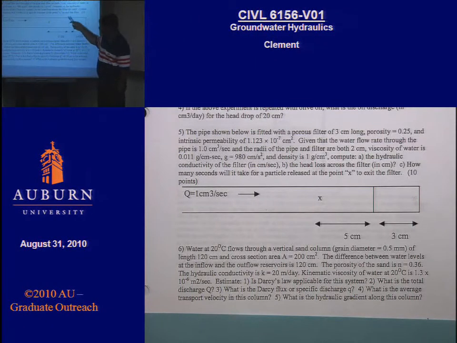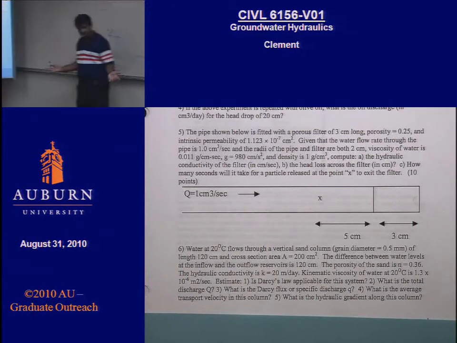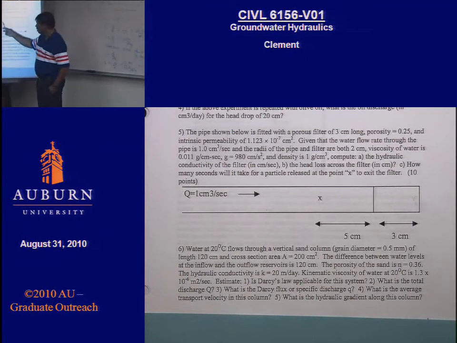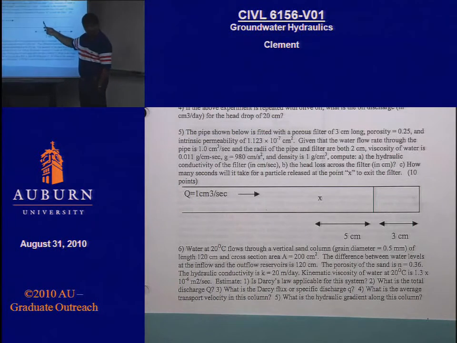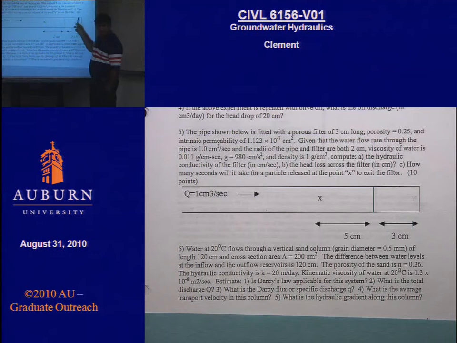And the key is the Darcy flux does not change whether there is a porous medium or not. So if there is a Darcy flux of Q through this open pipe, the same Q has to go through this too. But the velocity will be different. When you release a dye here, it will go slow, and the minute it hits this filter, it's going to accelerate. Actually, it will go faster, because that's the whole point.